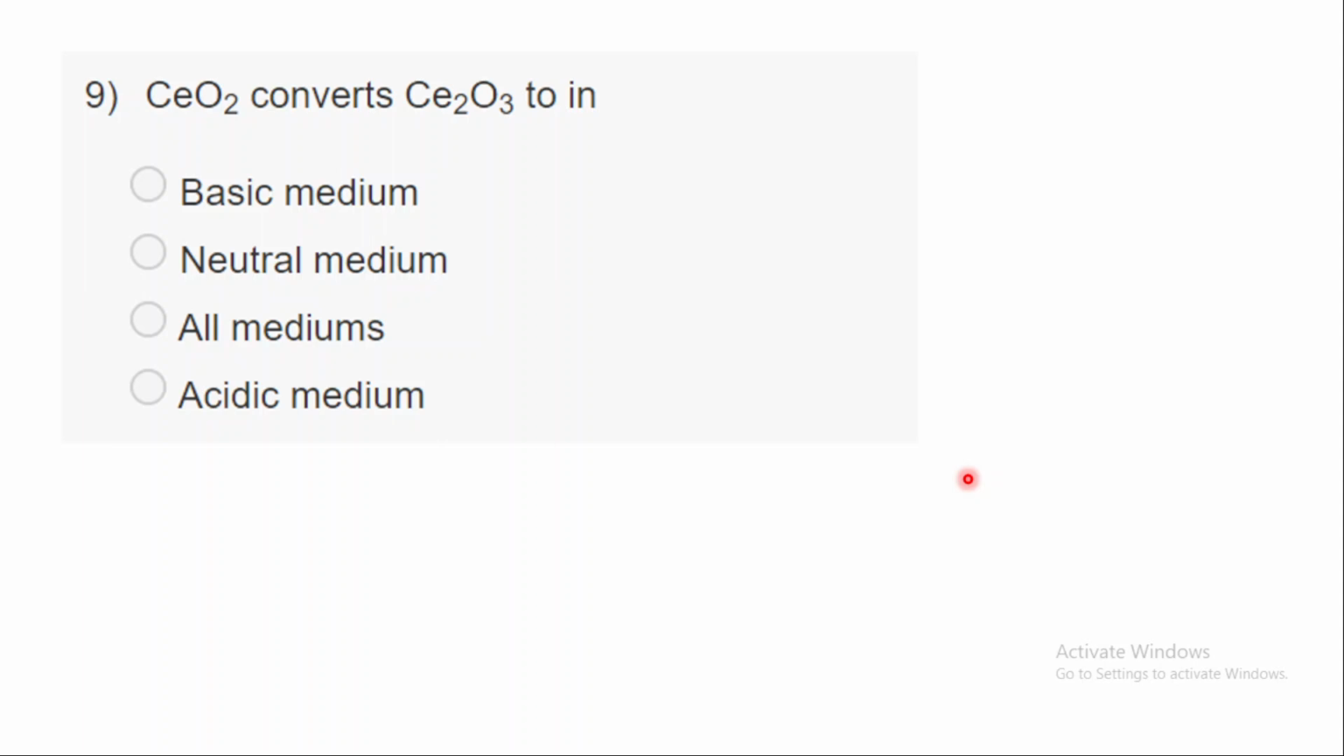Come on, students, you can answer this. It's not a very difficult question. You just have to calculate the oxidation state of cerium in these compounds, and think about which medium will cause the conversion of one oxidation state of cerium to the other. I'm waiting for your answers in the chat box.